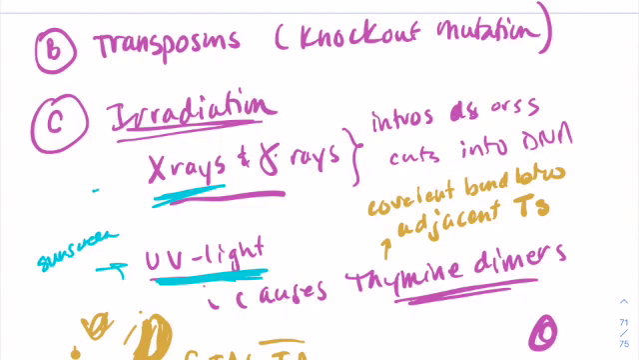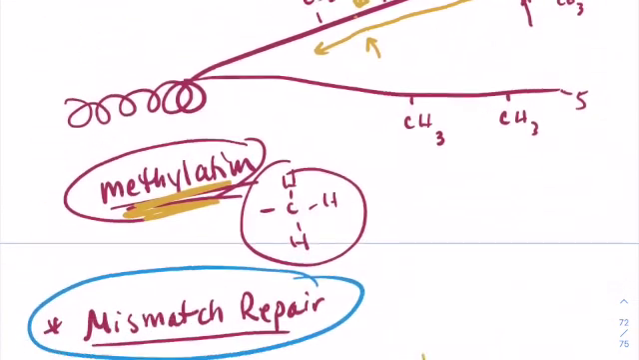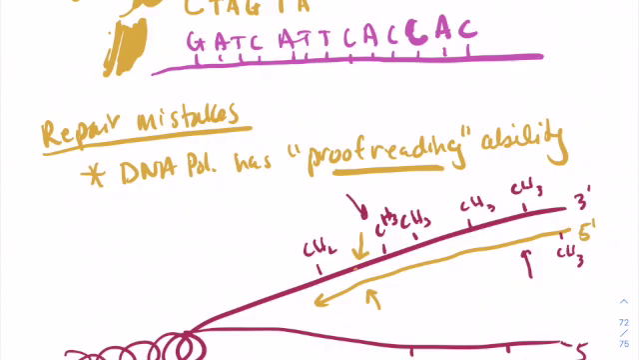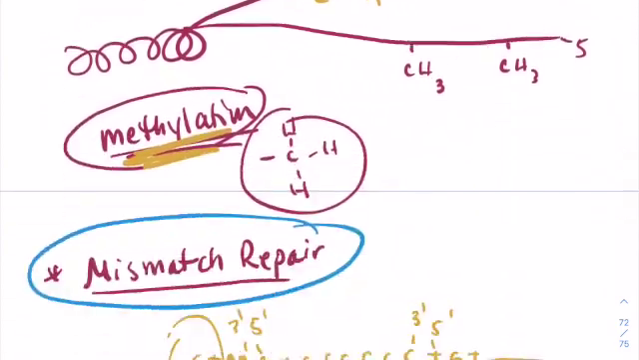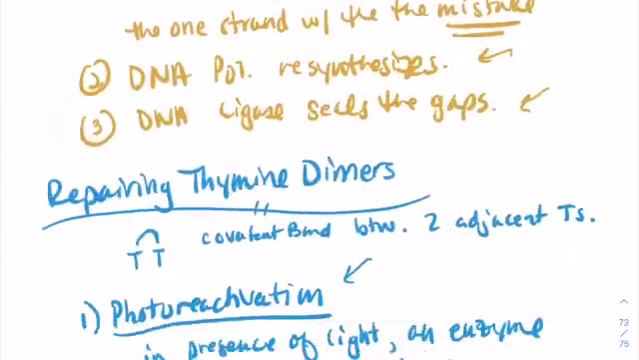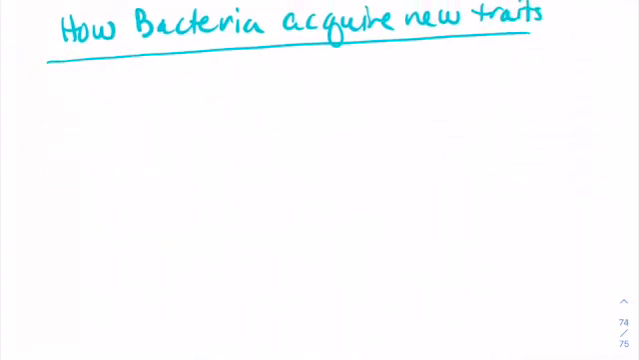And this is also the reason that you have to wear those lead aprons when you have an X-ray done. It's to prevent the X-rays from damaging your DNA and causing a possible mutation. Of course, they can be repaired, and we talked about mismatch repair. We talked about repairing thymine dimers.